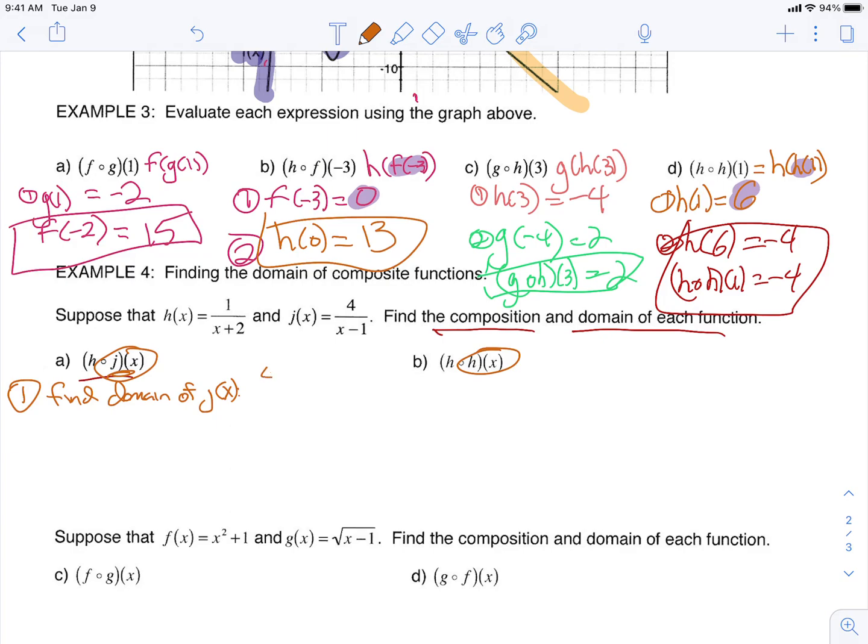So that's 4 over x minus 1. And again, we have a rational function, so we know that x cannot equal 1. Because if we plug that in, we're going to have issues with our domain. So now we're going to save this to the end.